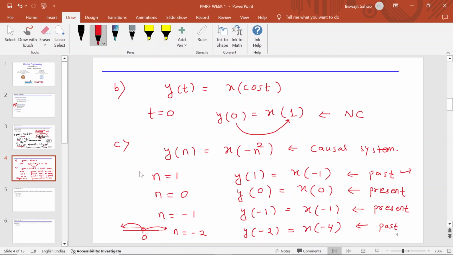So this part clarifies whether the system is causal or non-causal. You can solve similar types of questions by yourself, and that will help you to solve your assignment. Okay, so let me go to my next question.